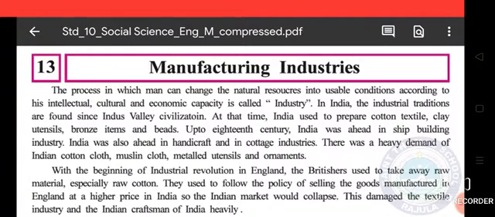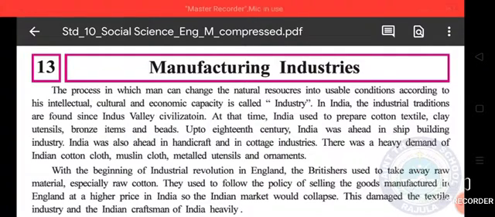from other countries. With the beginning of the Industrial Revolution in England, the Britishers used to take away raw material, especially raw cotton, because they liked our things. That is why, from the beginning of the Industrial Revolution, the Britishers tried to take raw material from our country, especially raw cotton.